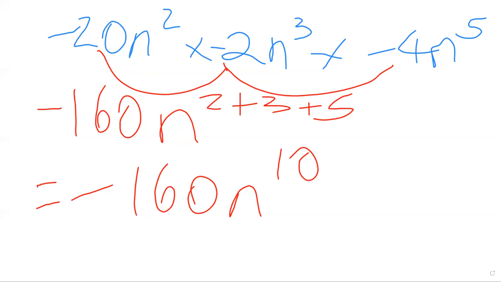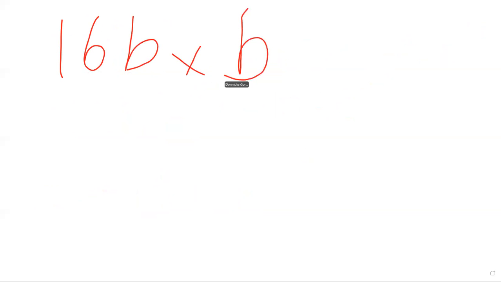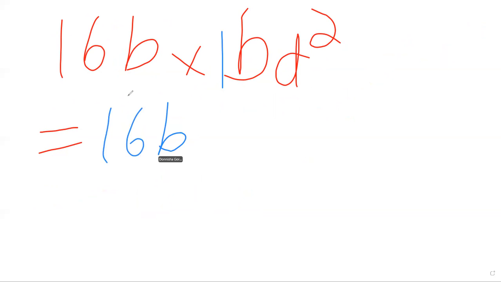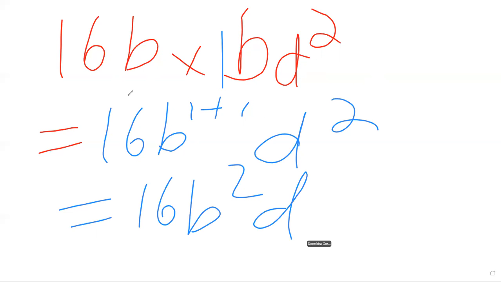All right. We move to the next one, which says 16b times bd squared. And it's simple. This is obviously 16 times 1. All right, so that's 16. B times b is b squared, but we're going to show our workings that we're adding the powers. Then we have d squared. So that's 16 b squared d squared. Feel free to replay any of these questions.